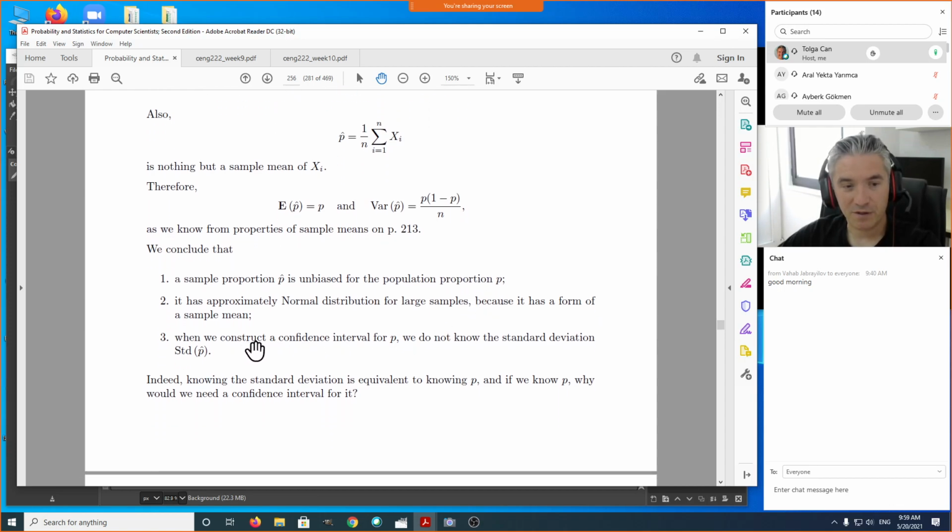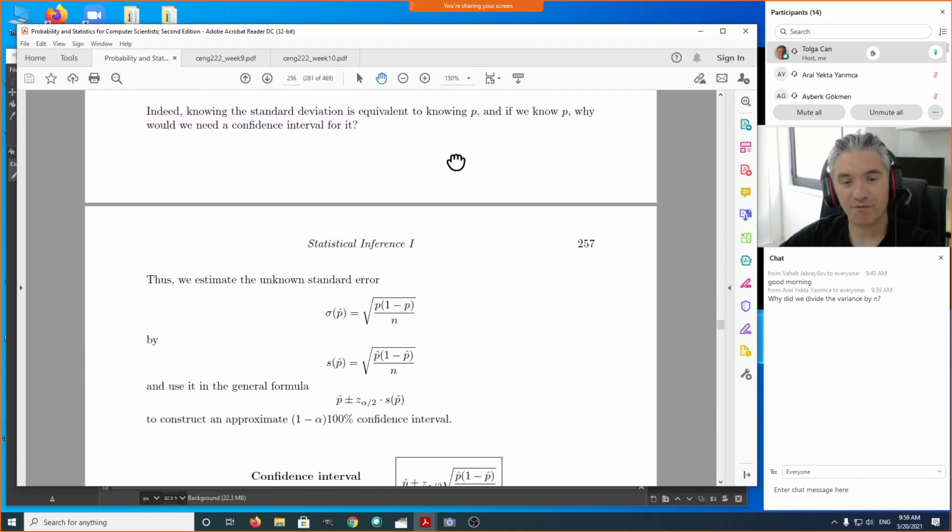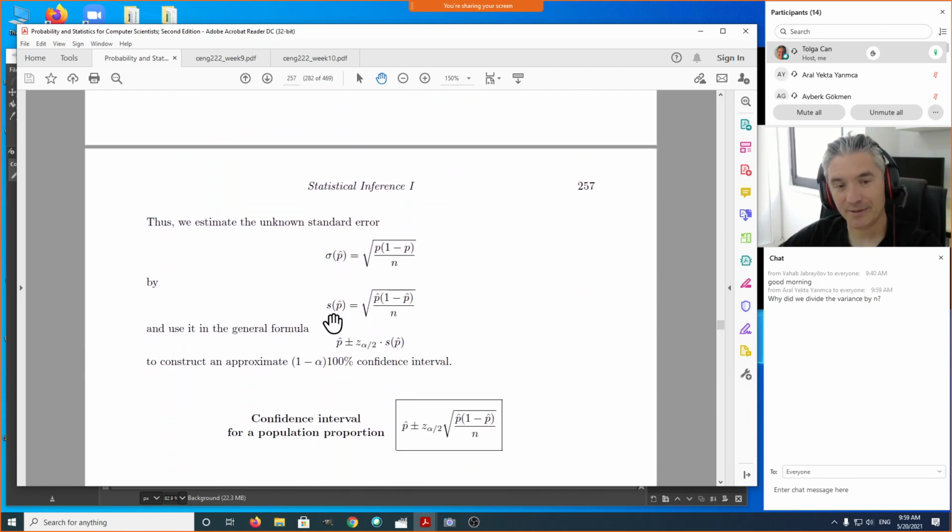And we are going to construct the confidence interval for p. We don't know the standard deviation. The standard error is unknown to us directly. So what we do is we use the estimate. This is the actual standard error, but this we cannot know.